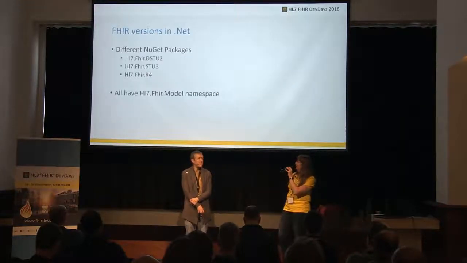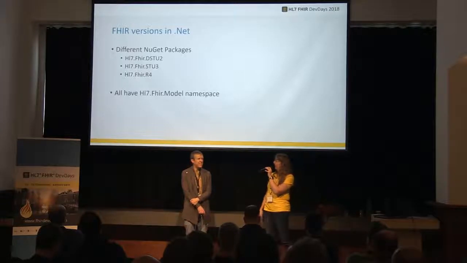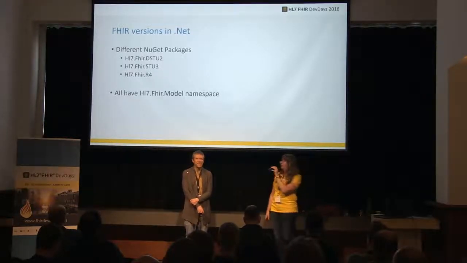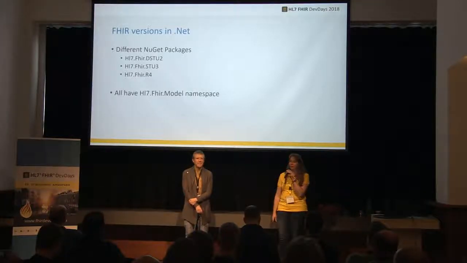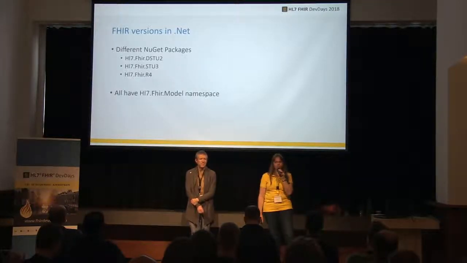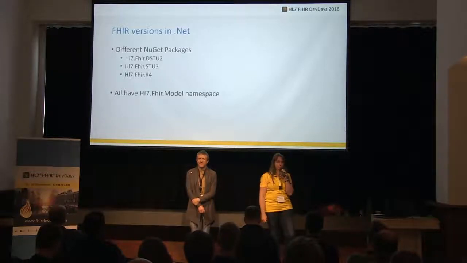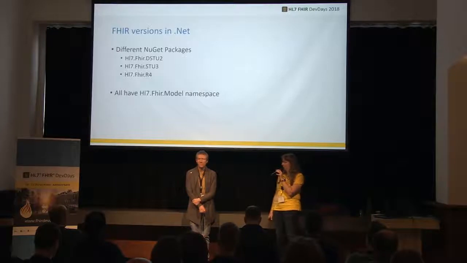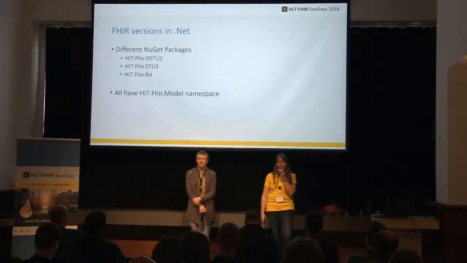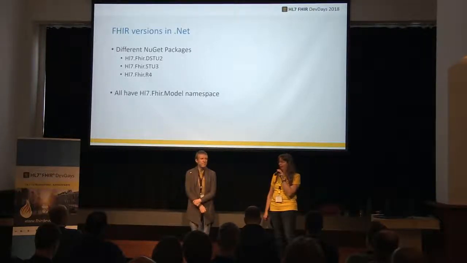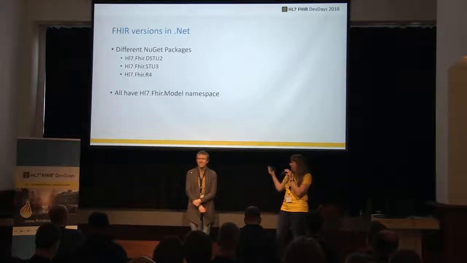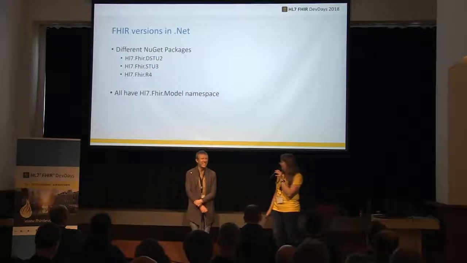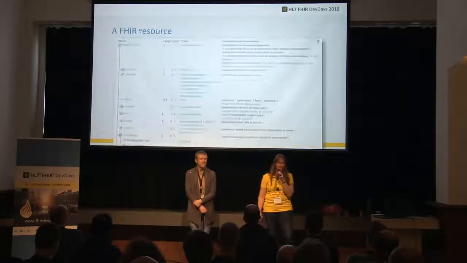So for .NET, that's a little bit harder. We have different NuGet packages for all of the versions, mainly for DSTU2, 3, and R4 as well. They all have this HL7.FHIR.model namespace, so if you want to work with two of the libraries together, you'll have to do some work around that to get it working. But it is possible. You can mix as well, but I think it's not as intuitive as in Java.